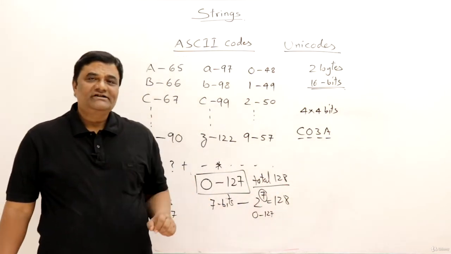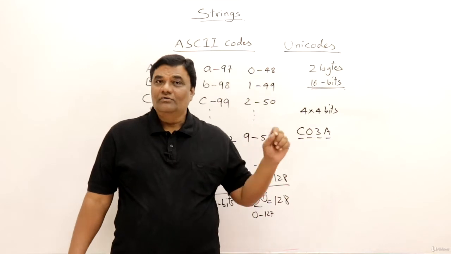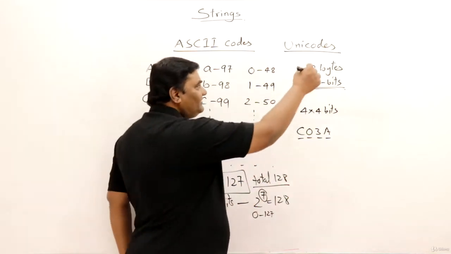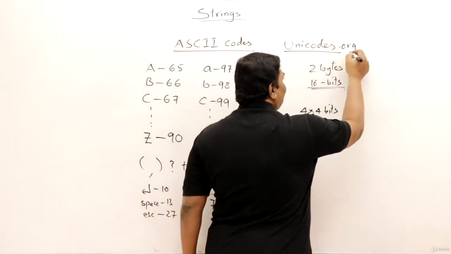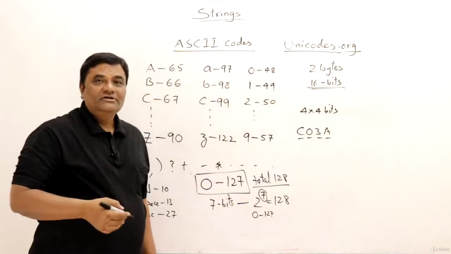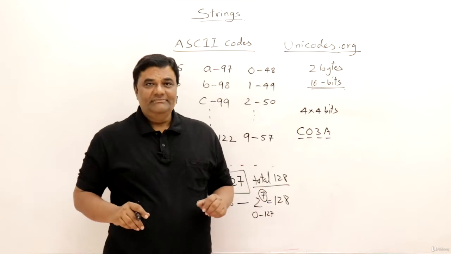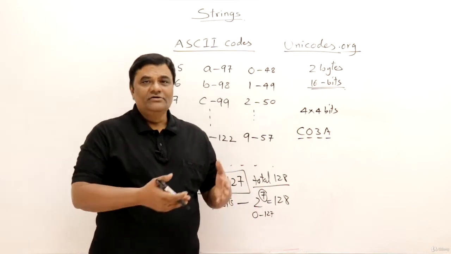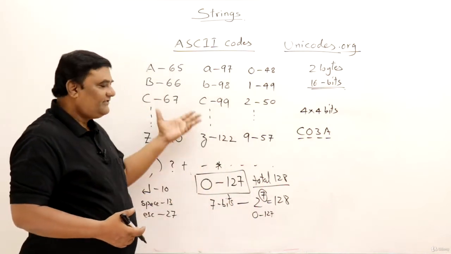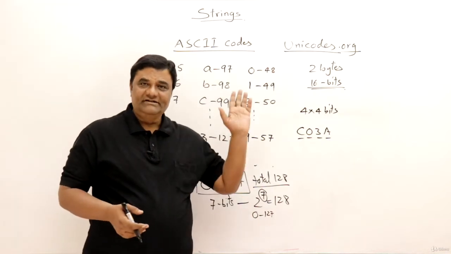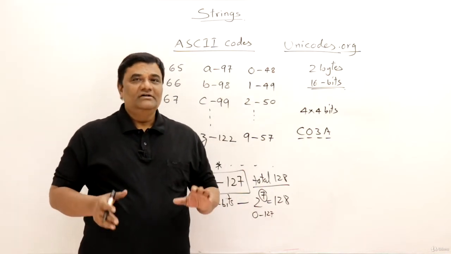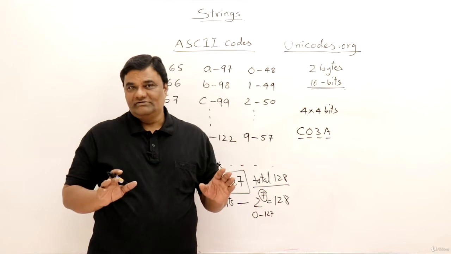You can go to a website called unicode.org. If you look at the charts for the codes of languages there, you can find codes for the various languages available. In the same way, in Google, if you search for ASCII code, you can find codes. There are a lot of websites giving information about this. So this is all about ASCII codes.